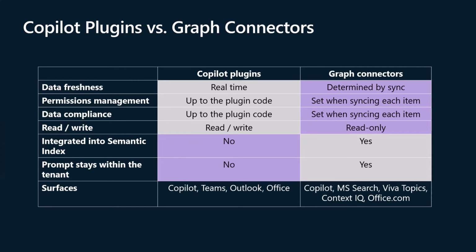So if, for instance, you had a scenario where you wanted real-time inventory information, you'd probably want to use a plugin. But if you want semantic matching, say suggesting some data based on a description or something that you can't easily query through a database type query, you probably want to use a graph connector. So to summarize, you can extend Copilot using the JavaScript and TypeScript skills that you already have.